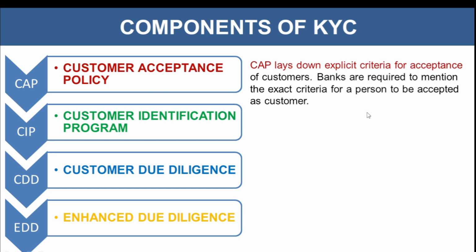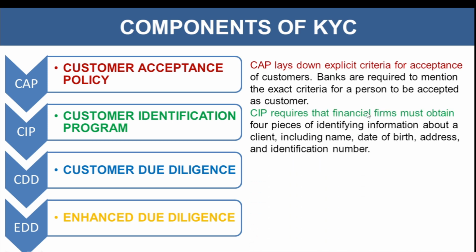You are going to the bank to be accepted as a customer, and the bank has whole right to deny you. They have whole right to avoid opening your account. So the first criterion for any bank and financial company is whether they would be accepting a particular individual as a customer or not. Second is customer identification program.